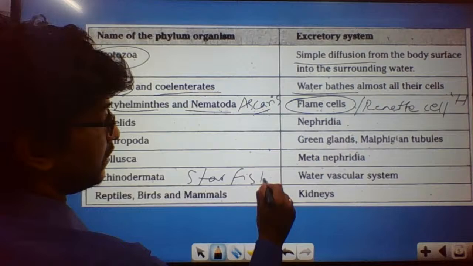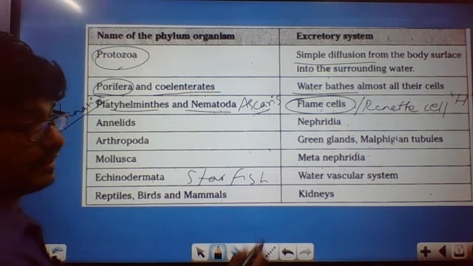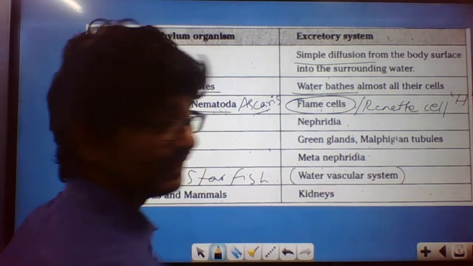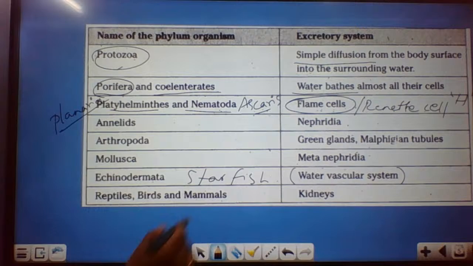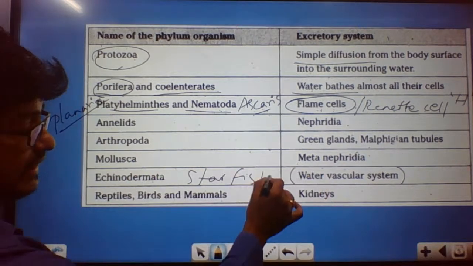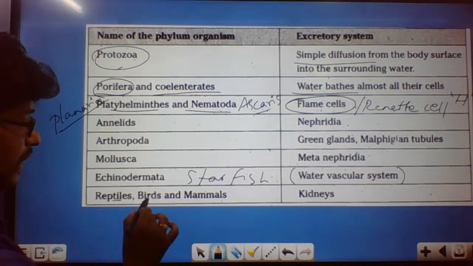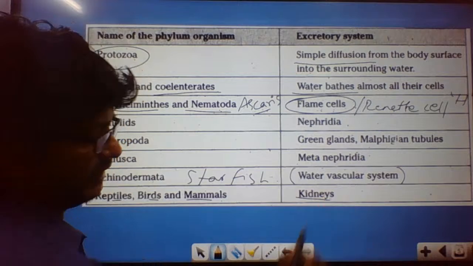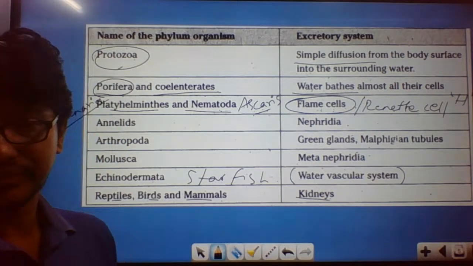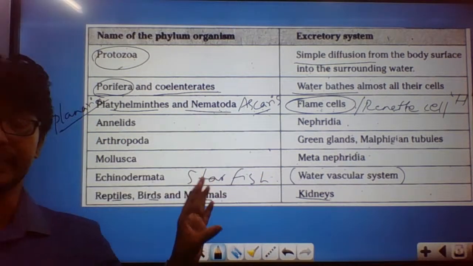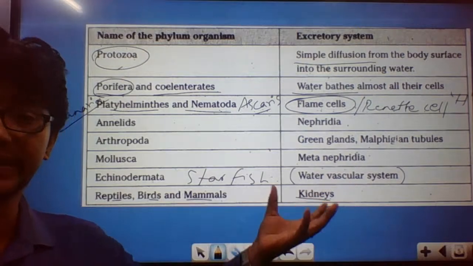Mostly if they ask a direct question on starfish, it is the ambulacral system, that is the water vascular system. This water vascular system helps in the elimination of waste, especially in the case of starfish. Reptiles, birds, mammals, when you look at all these, for example, in the case of the kidney. So you can often expect questions from this area.